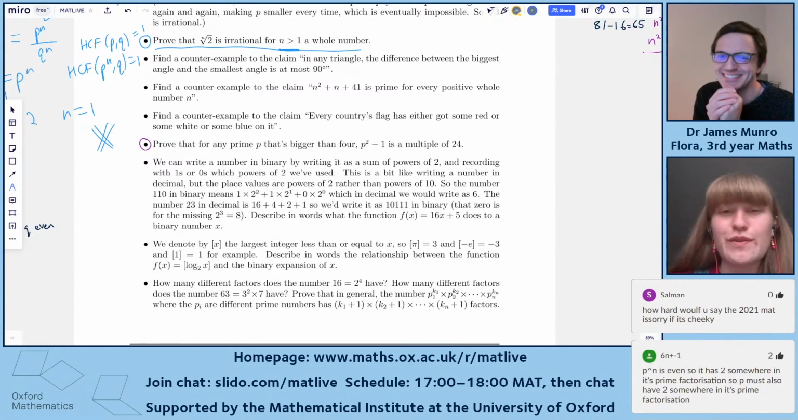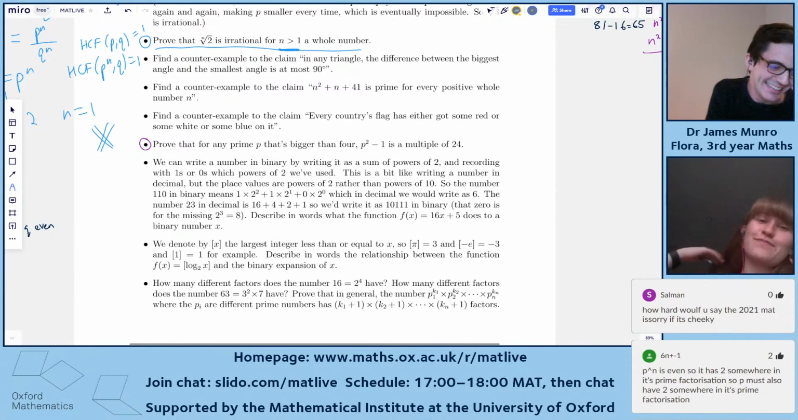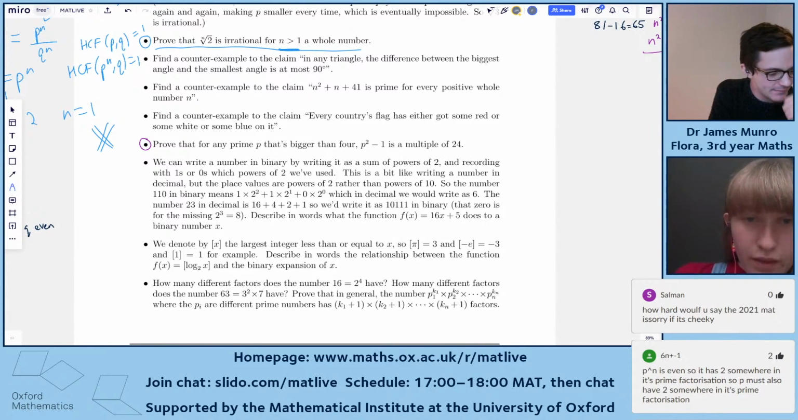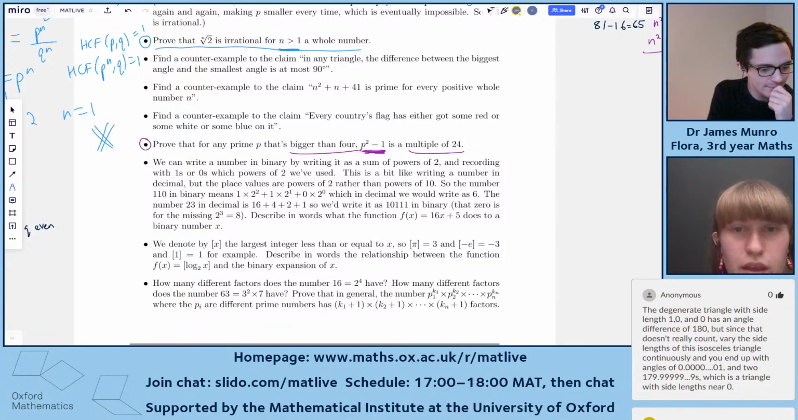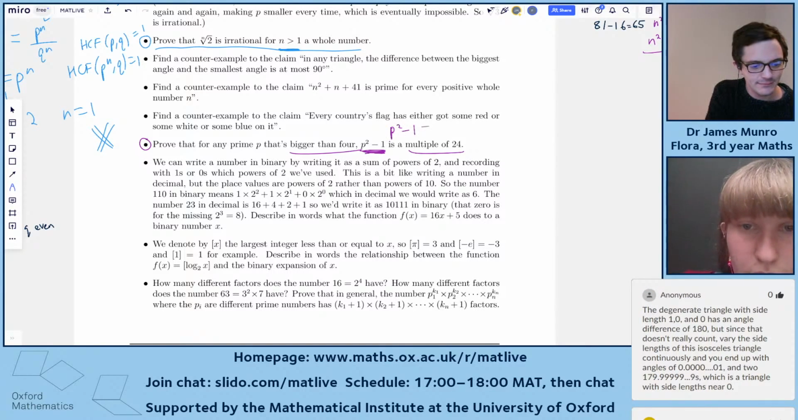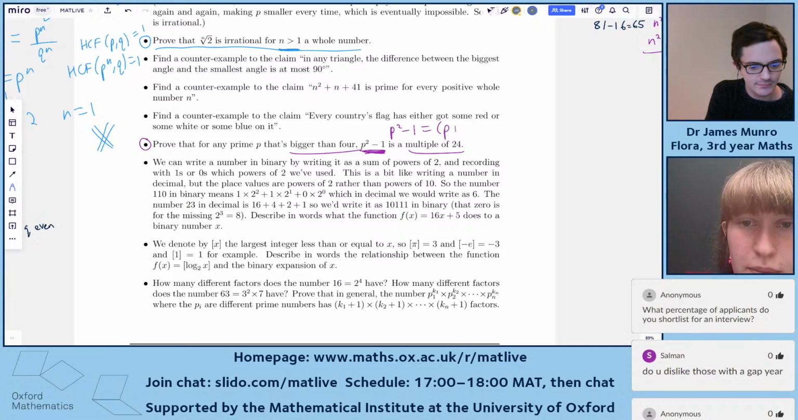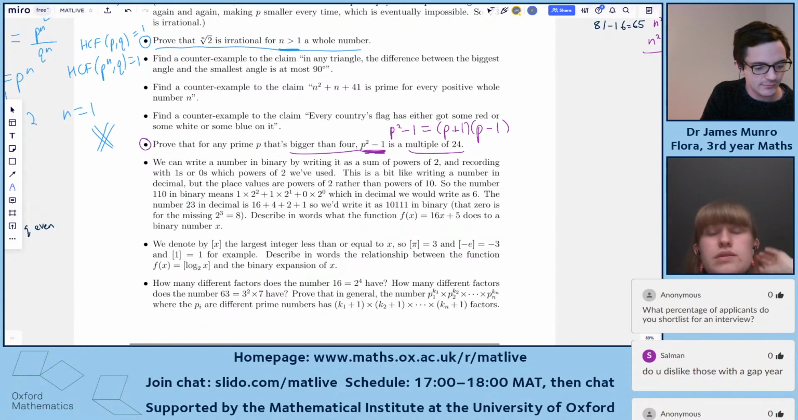I'm going to use the difference of two squares, everyone. Proof for any prime p that's bigger than 4: p squared minus 1 is a multiple of 24. So I'm going over to the right again, you probably guessed. p squared minus 1 is equal to (p plus 1)(p minus 1). That's right. So I've written p squared minus 1 as a product of two things. So these are factors of it.